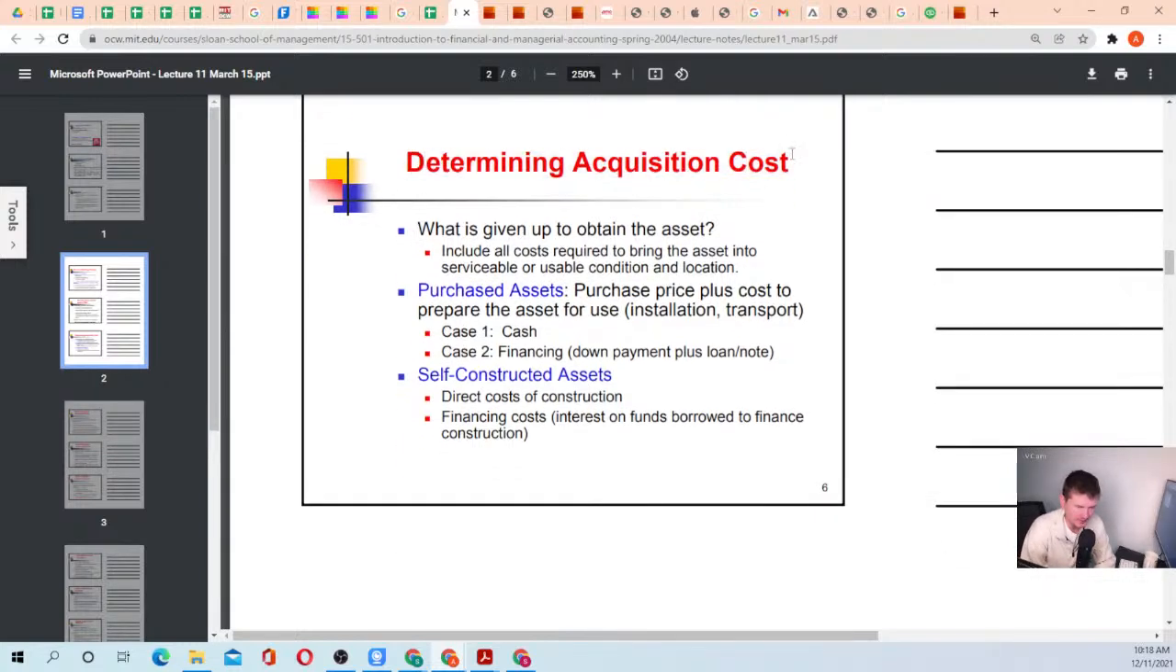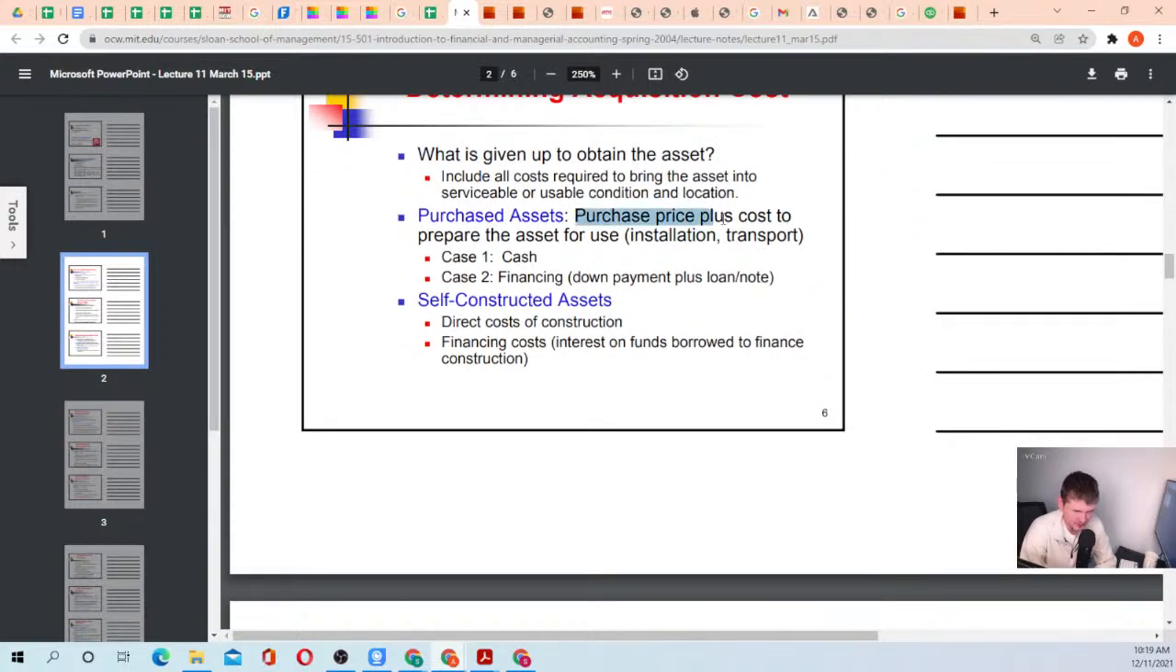So to determine the acquisition cost, we need to understand what is given up to obtain the assets. We include all the costs required to bring the assets into serviceable or usable condition and location. So not only the purchase price, but also the cost to bring the assets into usable condition and location. Purchased assets: purchase price plus cost to prepare the assets for use. Installation, transport. Cash. Financing: down payment plus loan note.